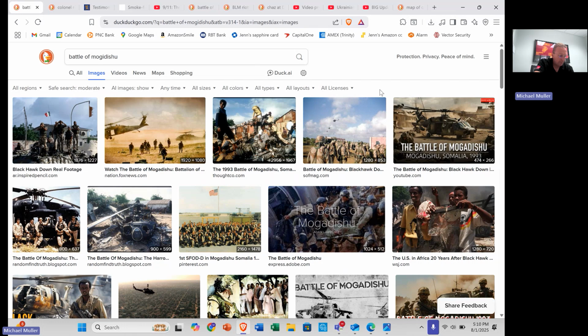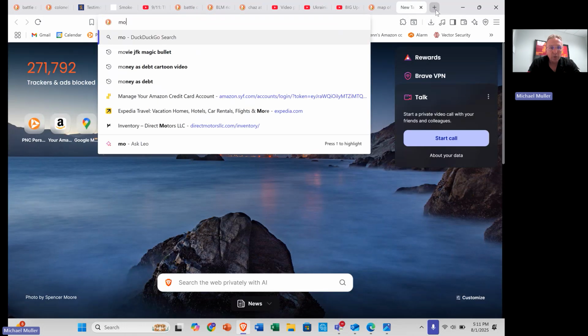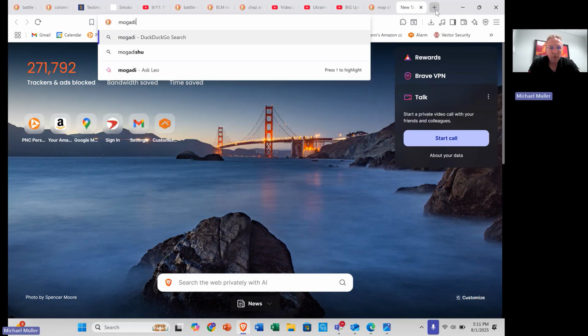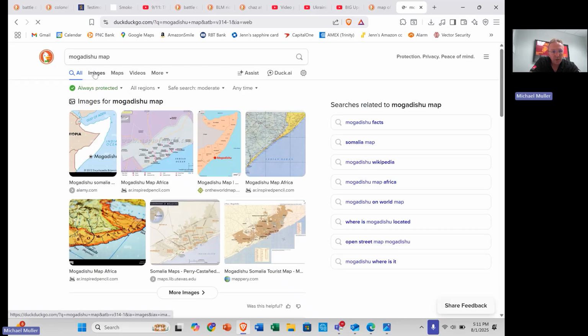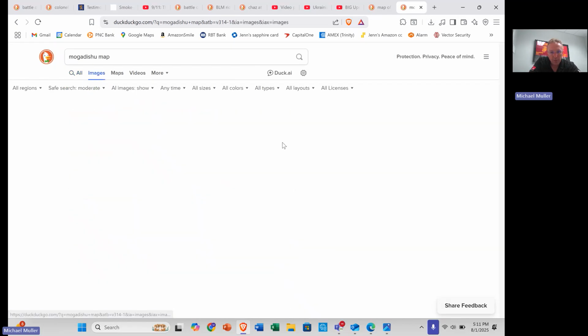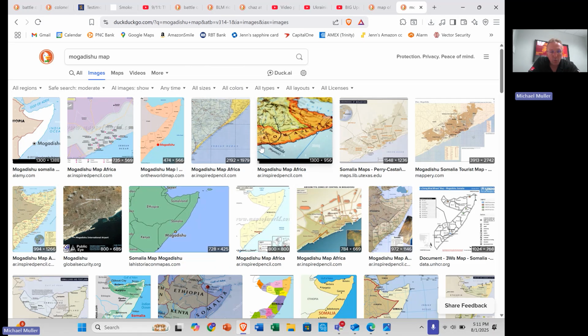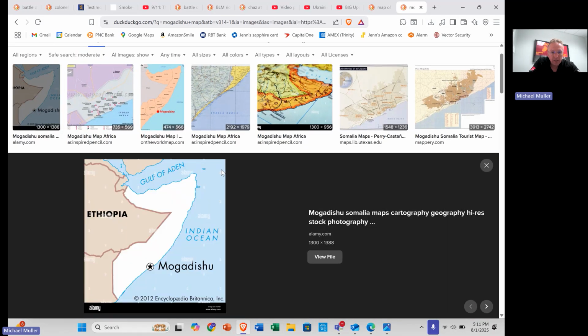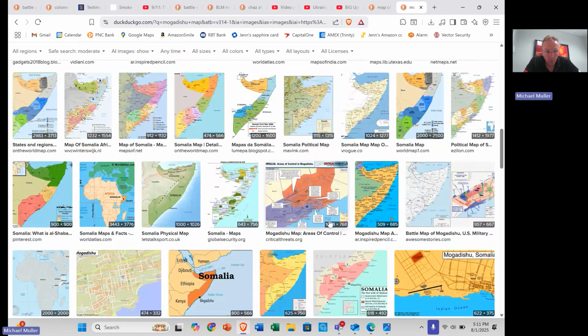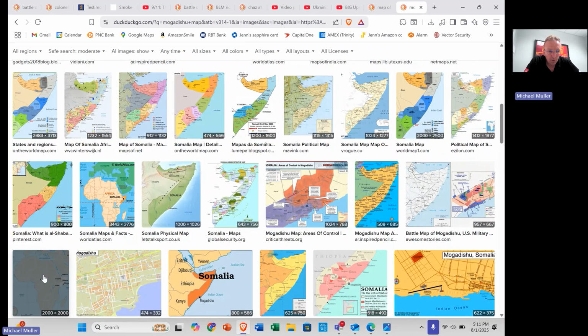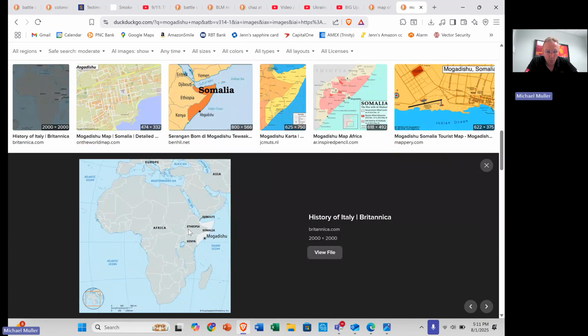At the same time, in Mogadishu, let me get that up on a map so you guys can see where that is. Mogadishu map. Let's see if it'll give us a good image of where that is. Yeah, you can see that off the coast of Africa here. Let me zoom out a little bit so you can see. This is on what they call the Horn of Africa. This area here is referred to as the Horn of Africa.